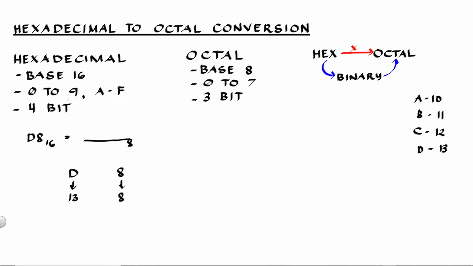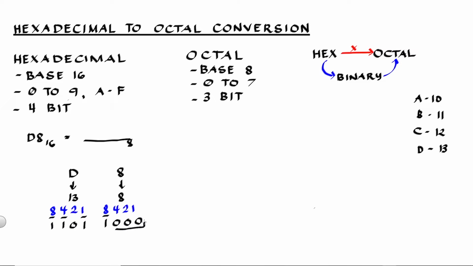Next is to convert 13 and 8 into a binary number. Starting from the right, we have 1, 2, 4, 8, and another 1, 2, 4, and 8. 1 corresponds to 2 raised to 0, 2 corresponds to 2 raised to 1, 4 corresponds to 2 raised to 2, and 8 corresponds to 2 raised to 3. 13 is the sum of 8, 4, and 1, so these are 1s. And we don't use 2, so this is 0. So 13 is equal to 1101 in binary. To get 8, all you need to use is 8, so this is 1, and the rest is 0. So 8 in binary is equal to 1000.